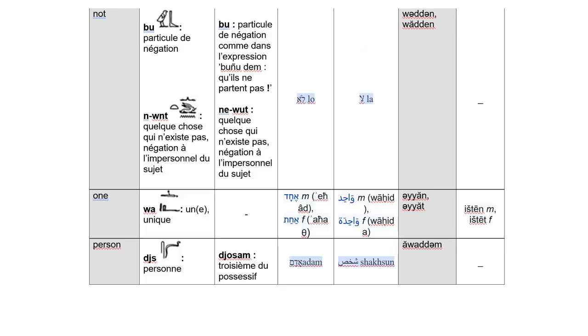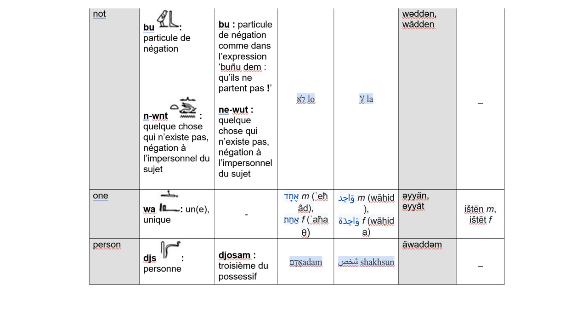Here also something very interesting, which we will come back to later. Not this particle, the negation bu in Egyptian. This bu is a negation particle, and you have exactly the same negation particle in Wolof. If I say bumu dem, that means he doesn't go. Newut, here you can really understand it. Newut is something which does not exist. And in Wolof, when you say Newut, this is also something that does not exist, with the same meaning.